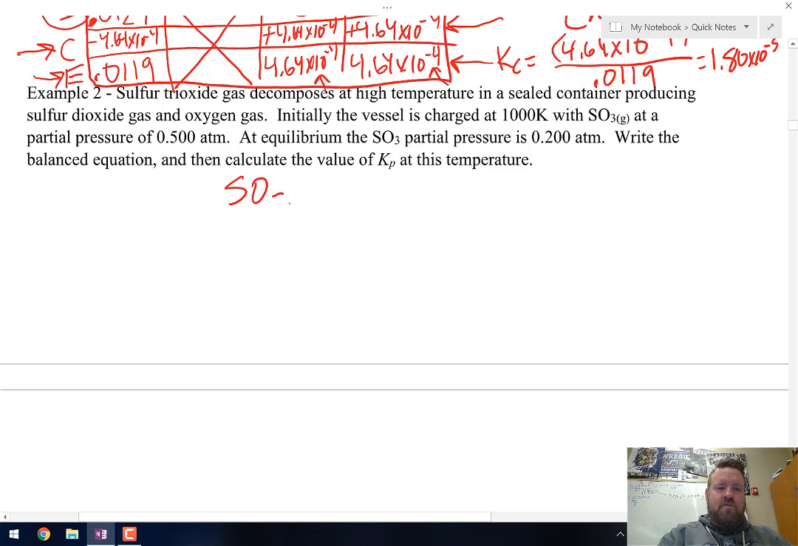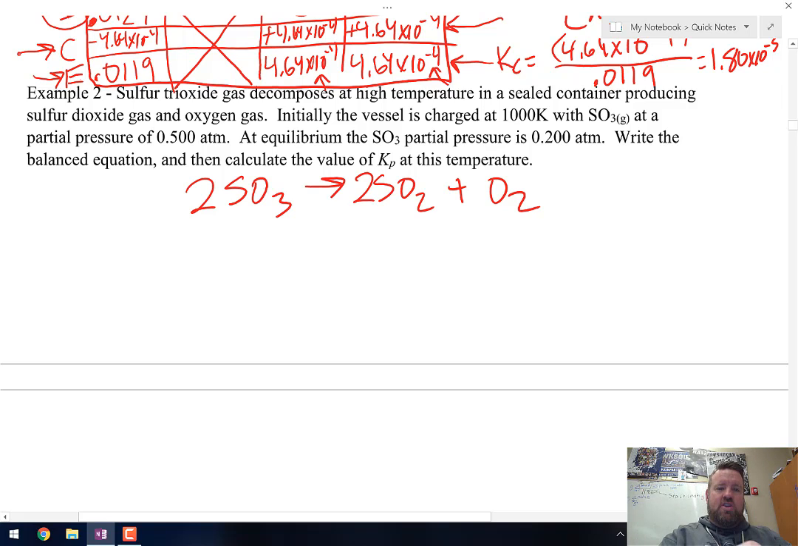So we're going to have sulfur trioxide decomposing to produce sulfur dioxide and oxygen gas. So we're going to need at least a 2 there, which means a 2 there, and I believe it's now balanced.